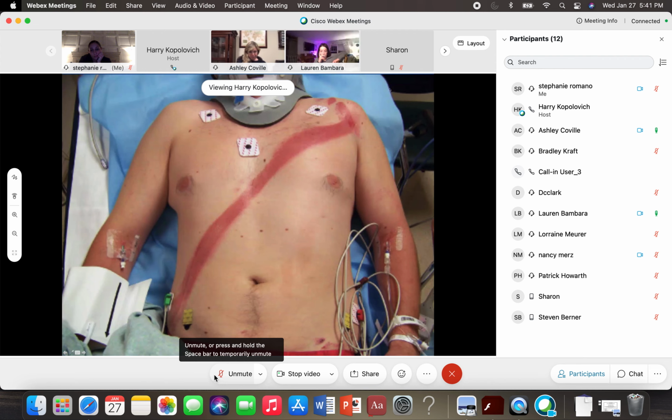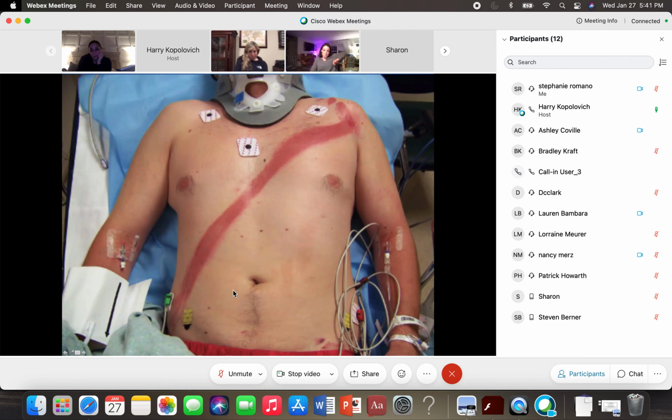Fantastic. Yeah, you see a seatbelt sign. So you see the belt coming across on the chest. In addition, you see some abrasions on the abdomen and some abrasions here on the left hip and left shoulder. So why is it important to know about the seatbelt sign?